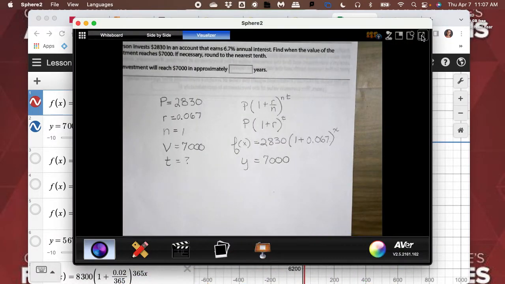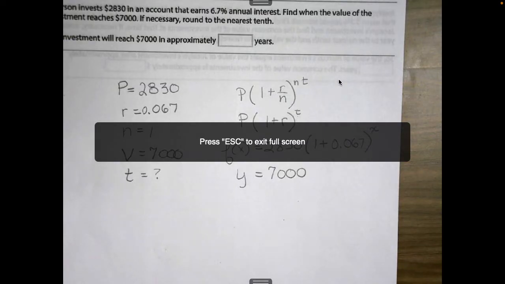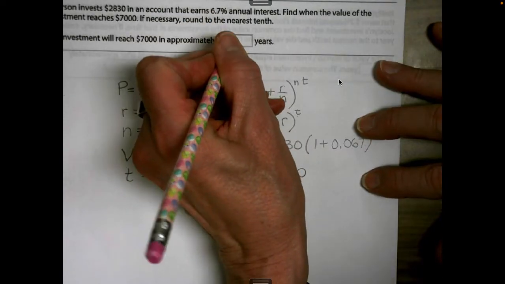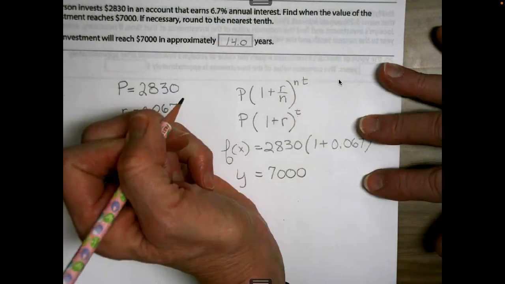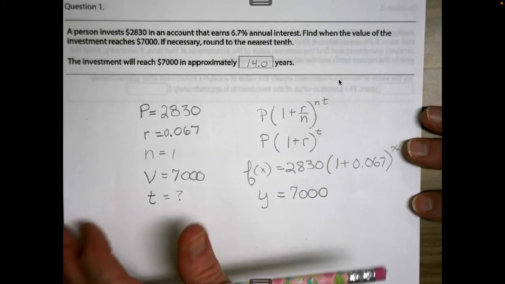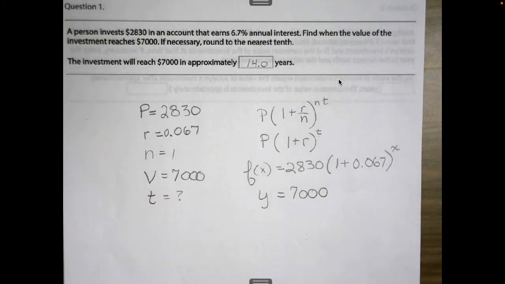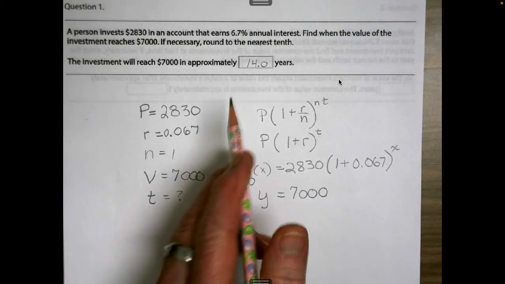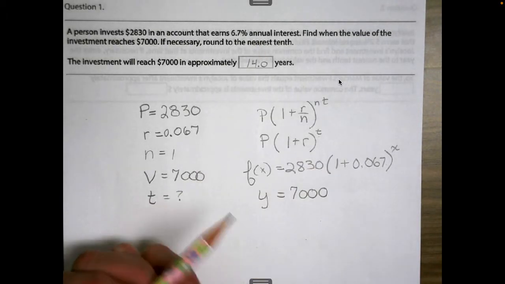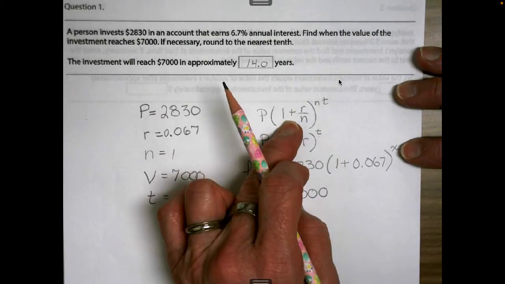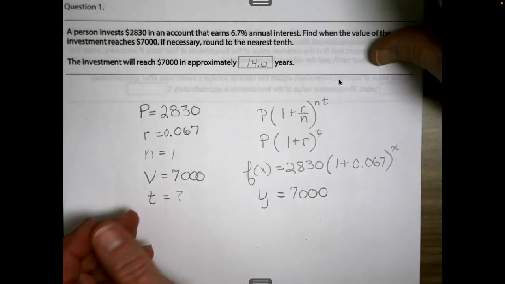Okay, I'll go back to my screen and I got about 14.0 years, so they know I rounded it to the nearest tenth. The only thing different from the rest of the lesson is n will change depending on how often an account is compounded. This is all the same, and if it says continuous, you'll use that other formula.